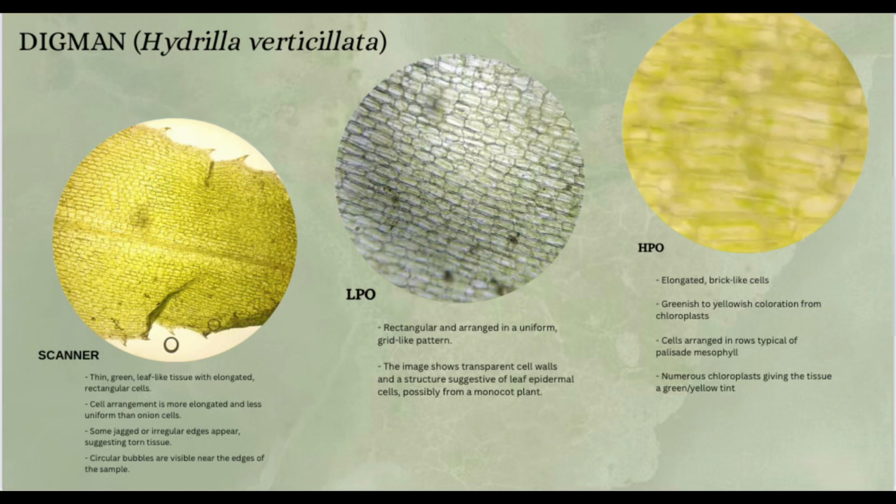For the LPO, we can see rectangular cells arranged in a uniform grid-like pattern, and the image shows transparent cell walls and a structure suggestive of leaf epidermal cells, possibly from a monocot plant. In the HPO, we can see elongated brick-like cells, greenish to yellowish coloration from chloroplasts, cells arranged in rows typical of palisade mesophyll, and numerous chloroplasts giving the tissue a green and yellow tint.